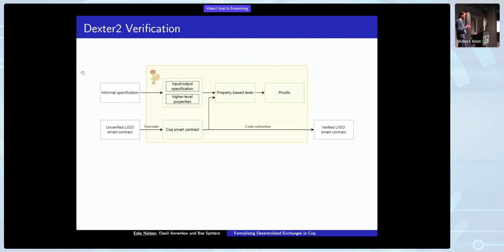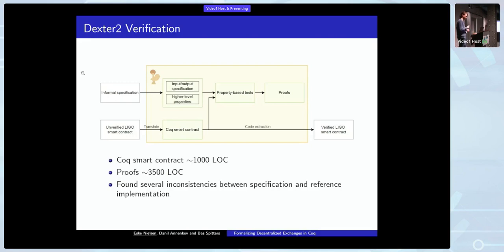We then can put this specification into the property-based testing framework and get tests, so we can stop wasting time proving things that obviously aren't true, and then after that continue to actually building proofs. And similarly, we use the verified extraction to get a verified implementation of the smart contract. In total, this, once ported, is about 1,000 lines of code for the smart contract, and proof and specification is about 3,500 lines of code. During just proving the input-output specification, we found several inconsistencies between the specification and the reference implementations. Luckily, all of the inconsistencies were problems with the specification and not problems with the code.